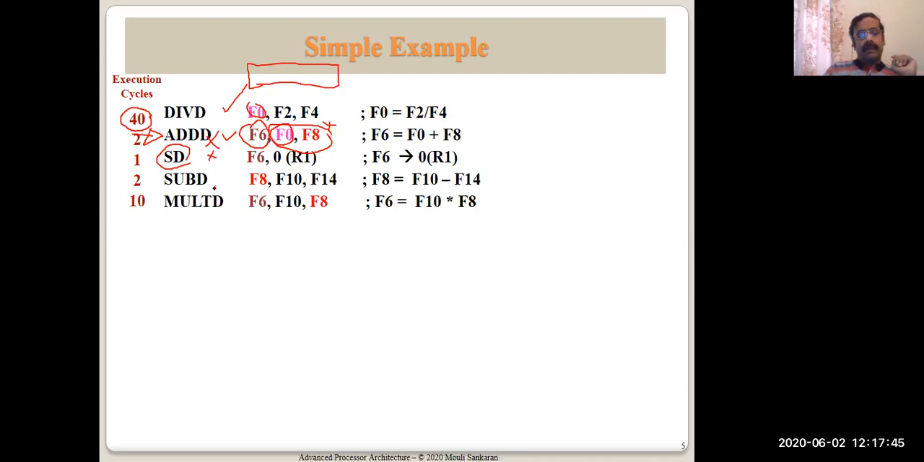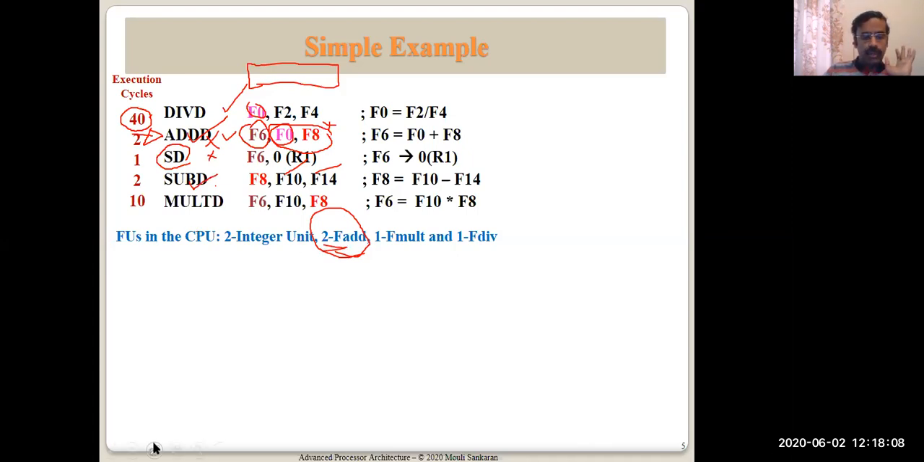What about this guy? This guy may execute the subtract operation because they are independent, assuming that I have another subtractor in the system. I have two FP adders in the system. One is held by this add instruction. Another adder is used for subtract because there are two adders in the system I am showing you. So it can execute this instruction because the operands are freely available. That means nobody is writing into it.